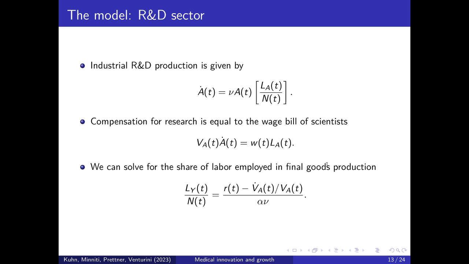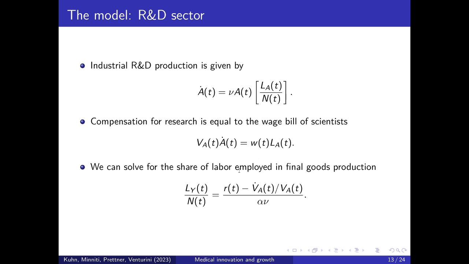Then the equilibrium condition is that the compensation for research is equal to the costs of research. The cost is the wage bill of scientists on the right-hand side, so wages multiplied by the number of scientists employed. And the compensation for research is now the value of the newly produced patents, because there is free entry. So otherwise, if this were higher, then people would enter this sector and there would be more employment. So in equilibrium, this equation must hold true.